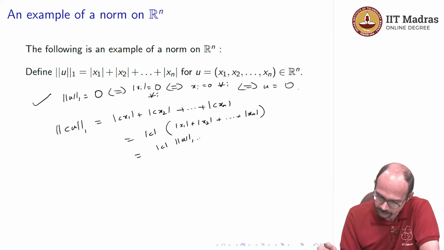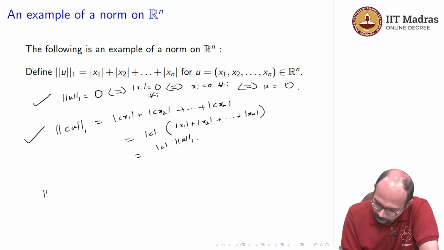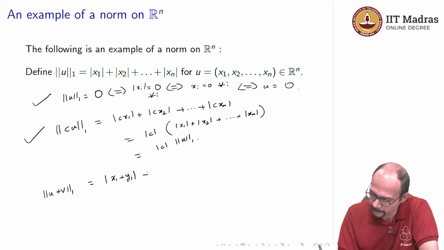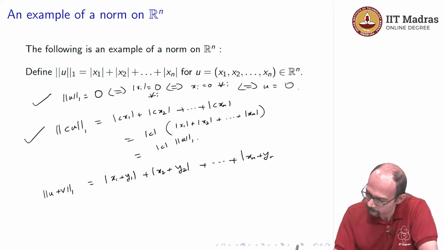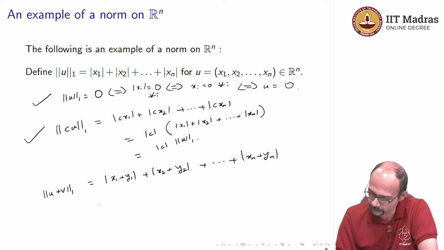So c times this function. So this gives you one more thing, and then the last one that we have to do is the triangle inequality, which is saying that if you have u plus v, you take this. Well, let's write that down. That's |x1 + y1| + |x2 + y2| + ... + |xn + yn|, where the xi's are the coordinates of u, and the yi's are the coordinates of v.